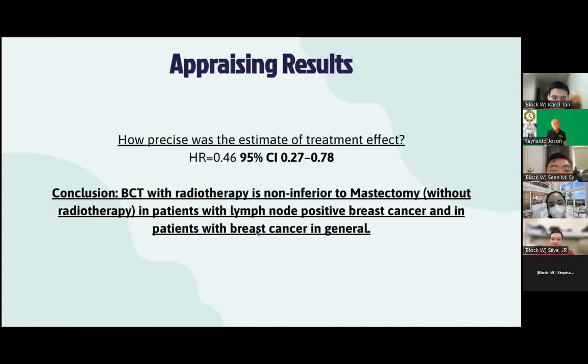Once again, the treatment effect had a 95% confidence interval, and the range was 0.27 to 0.78 for the hazard ratio. And once again, it was found to be non-inferior for lymph node positive breast cancer patients and patients with breast cancer in general. Next slide, please.